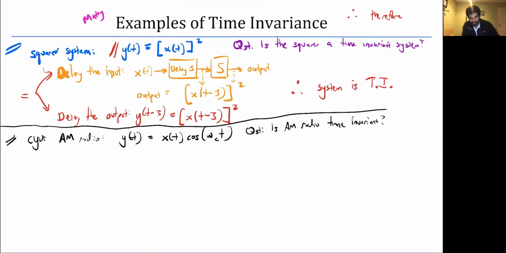So I would first delay the input, in the same exact way. So let's first take x of t, let's delay it, and then let's put it into the system. If I do that, I'm going to get an output that is calculated as x of t minus tau times cosine of omega c t. Right, what the system is doing is taking some signal x and multiplying it by a cosine. So in this particular case, it should be clear that I'm going to delay the signal x, but the cosine of the carrier wave is not delayed, right?